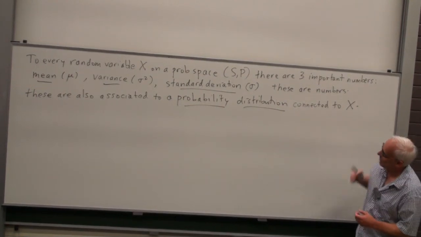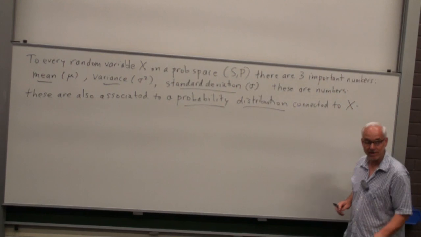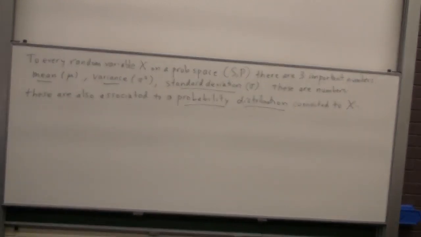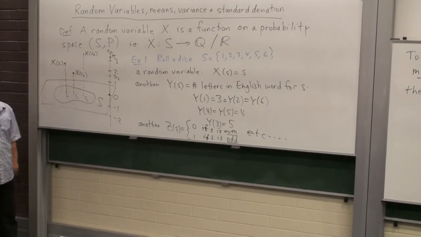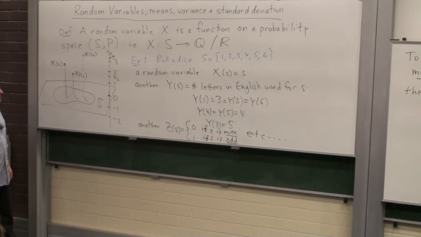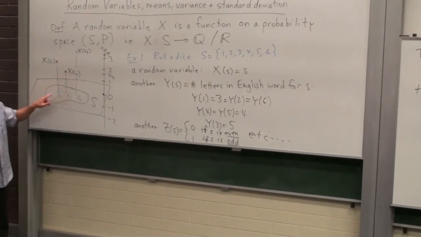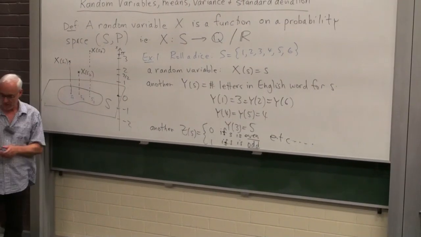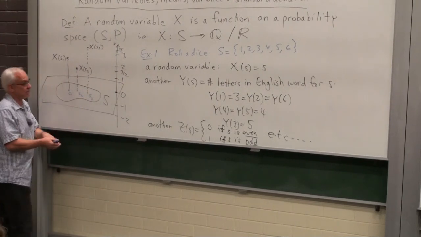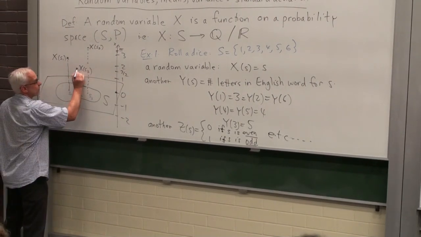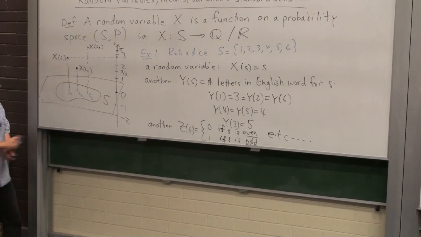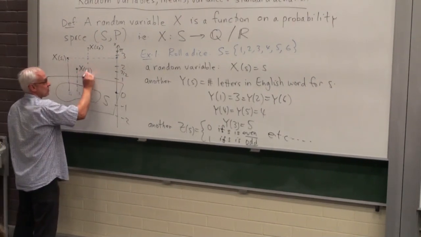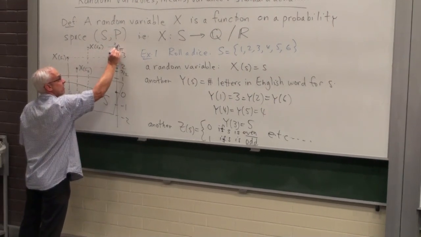So before I tell you about mean, variance and standard deviation, I should try to explain to you what the probability distribution is. So let's go back to this diagram here. Just in an abstract setting, we have some random sample space with a probability measure. And we have these different elements of S, and we have these functional values. Now over here on this axis is where the actual functional values take place. So what I could do is take one of these values and plot it on this axis. So that x of s1 is just its position there, and x of s2 is some number over here, and x of s3 is some number over here, and so on.